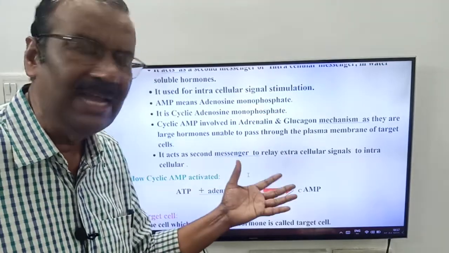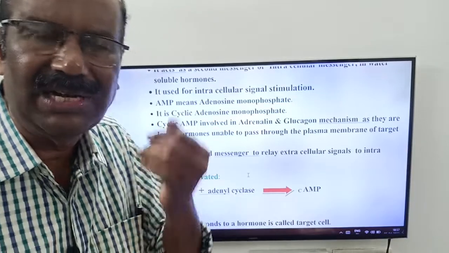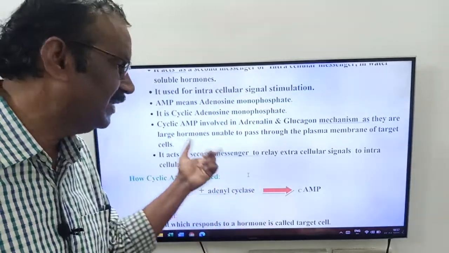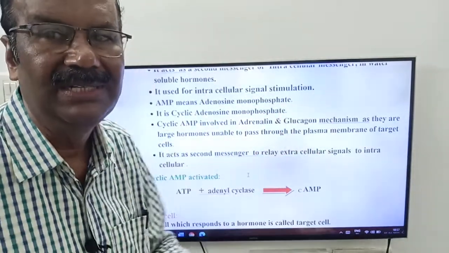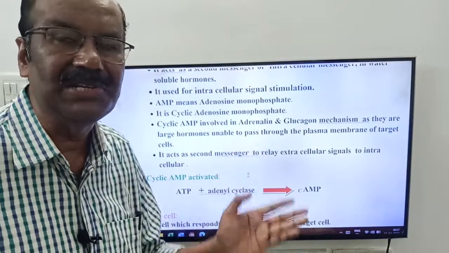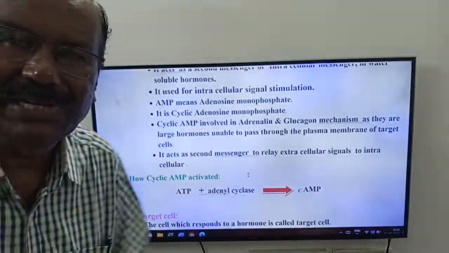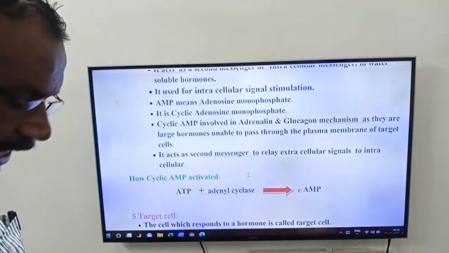See, friends, here adrenaline and glucagon are large hormones. They won't enter into the target cell. So here this cyclic AMP acts as second messenger for what, friends? To relay, to transfer, to transmit the extracellular signals, extracellular information, into the inside of the target cell. See, friends, how is cyclic AMP activated?